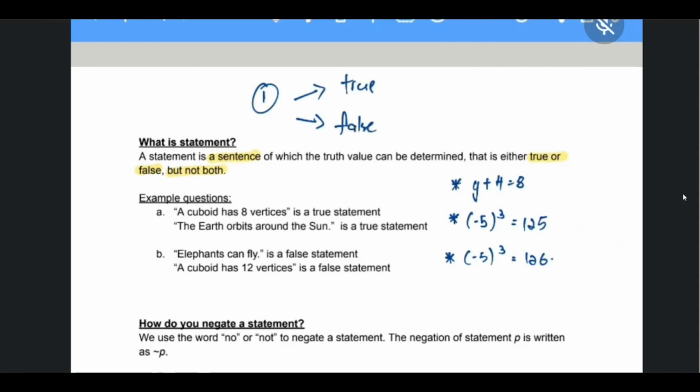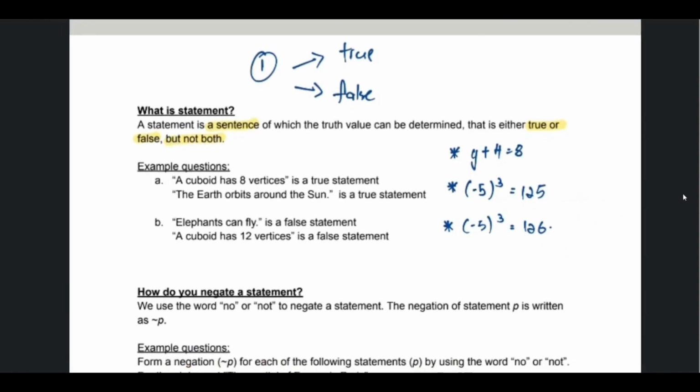So let me see the example. Example 1, a keyboard has eight vertical is a true statement. Okay, let me see. 1, 2, 3, 4, 5, 6, 7, 8. So this is a keyboard, and vertical is the point for something like here. 1, 2, 3, 4, 5, 6, 7, 8. So this is a true statement.